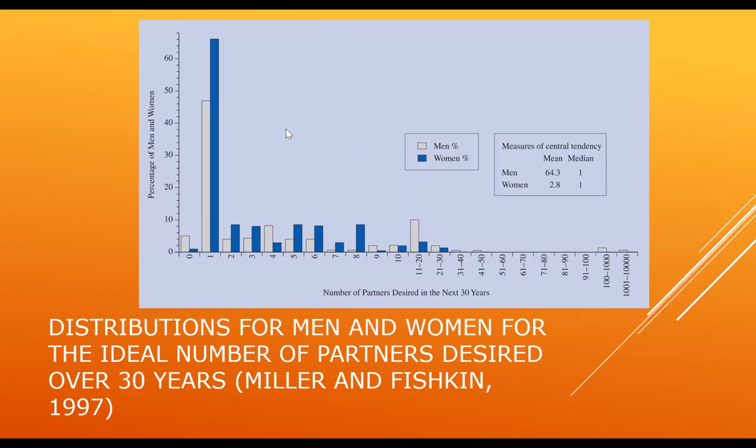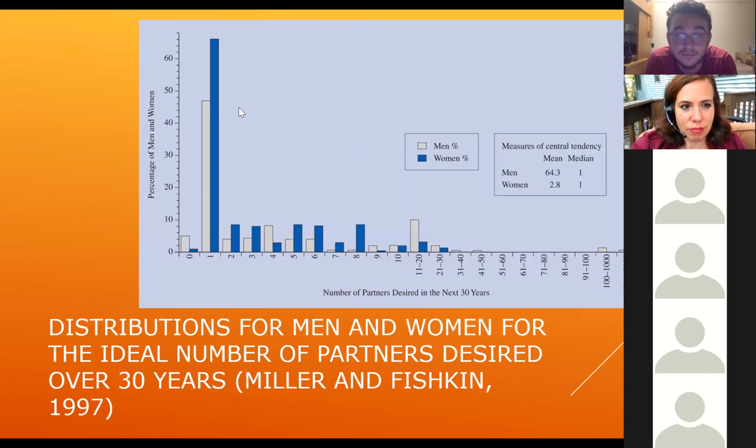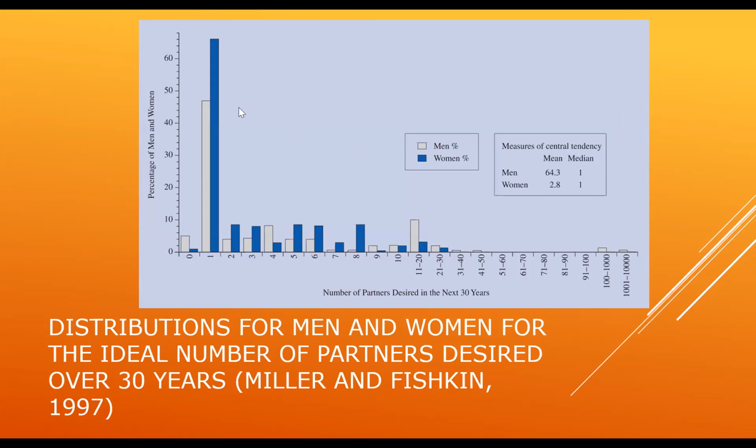What do we see? There's a large group of men in the 11 to 20 partners category, which is probably what made the men's average go up. There's a lot of people with just one partner, so that would push it down the opposite way. And you can see why the median and the mode end up being 1 for both, right? It's very clear.